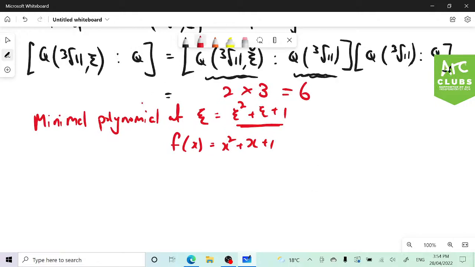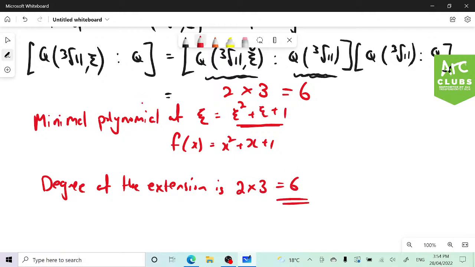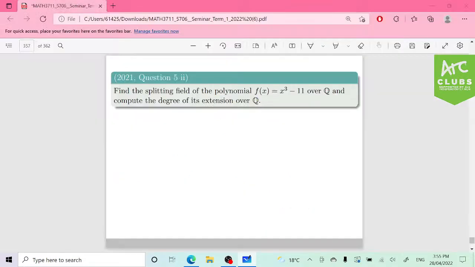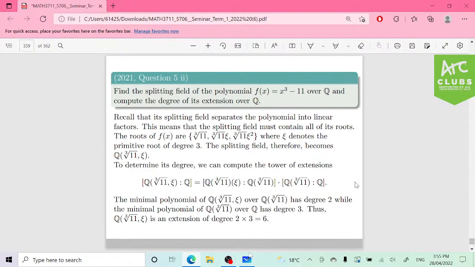In other words, what we've concluded is that the degree of the extension is 2 times 3, which is 6. Cool. All right. And here's some explanation in case you wanted to read it.